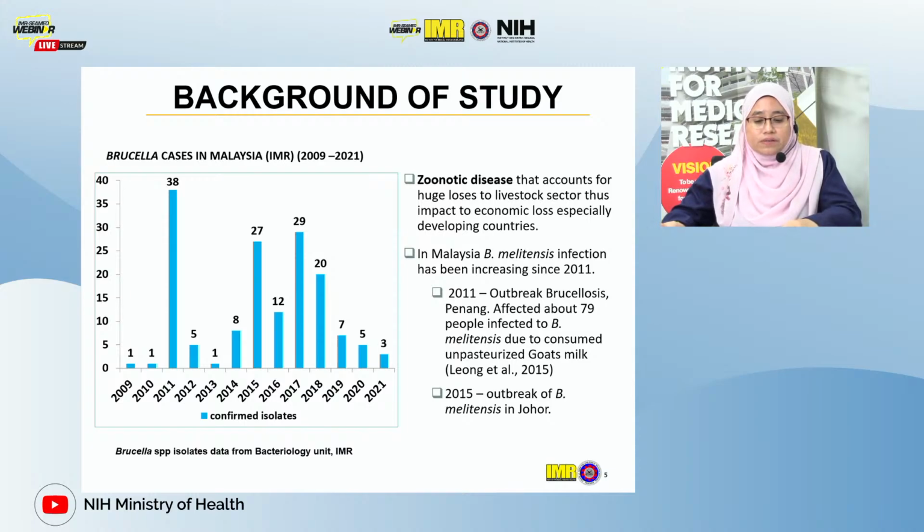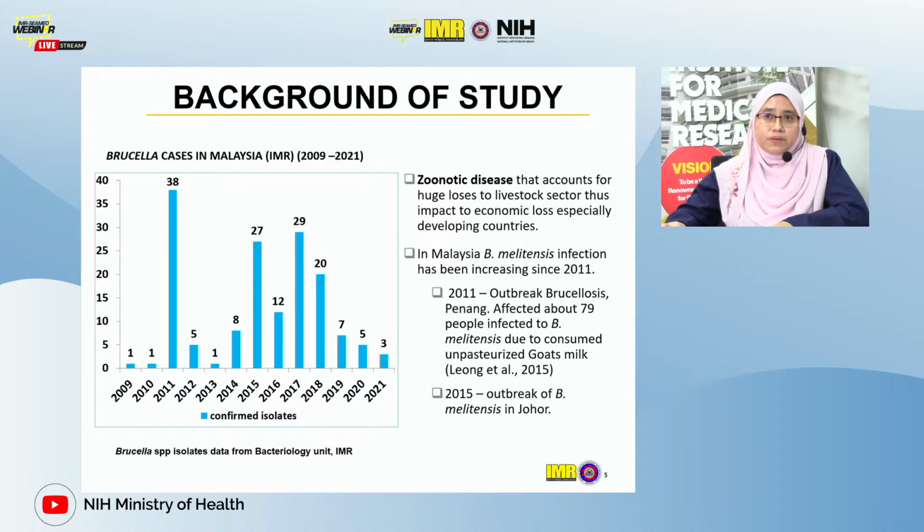This slide shows Brucella cases in Malaysia deposited at IMR from 2009 until 2021. As the numbers increased, human brucellosis cases in Malaysia were recorded in 2011. For example, in that year there was an outbreak in Penang, reported by Leong et al., which affected about 79 people infected with Brucella melitensis due to consuming unpasteurized goat's milk. Then 4 years later, there was another outbreak in 2015, with the presence of Brucella melitensis in Johor, where 17 isolate samples were sent to IMR for confirmation.